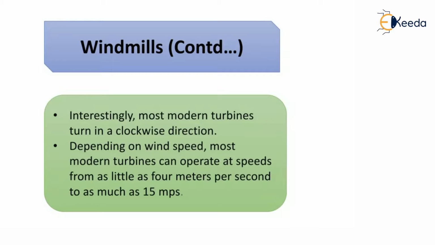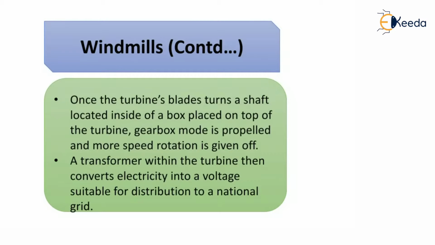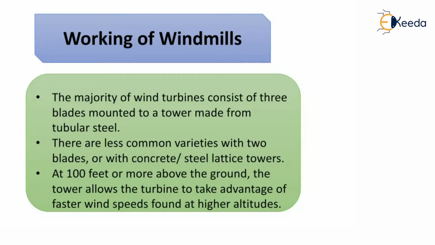Depending on the wind speed, most modern turbines can operate at speeds from as little as 4 meters per second to as much as 15 meters per second. These windmills are also called wind turbines. Once the turbine's blade turns a shaft located inside a box placed on the top of the turbine, the gearbox is propelled and the speed of rotation is increased. A transformer within the turbine then converts the electricity into a voltage which is suitable for distribution to a national grid. Now we will see the working.